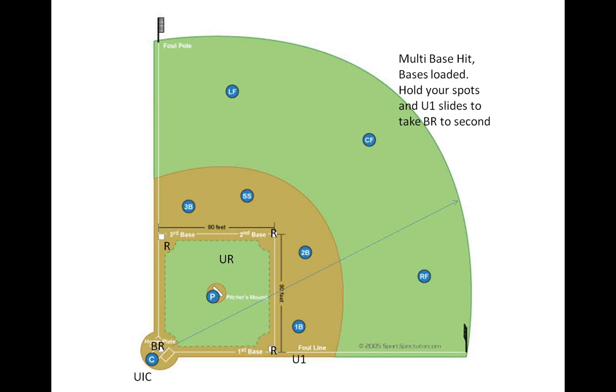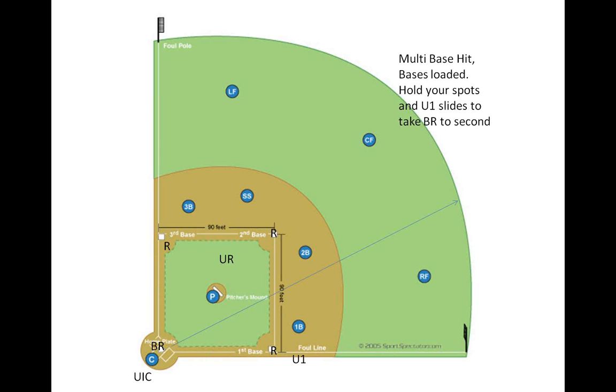On a base hit with a ball that's not going out, U1 is going to come into the middle of the diamond as you normally would on a base hit, and you're going to take that batter runner into second base. U1's going to watch him touch first, bring him all the way into second base.